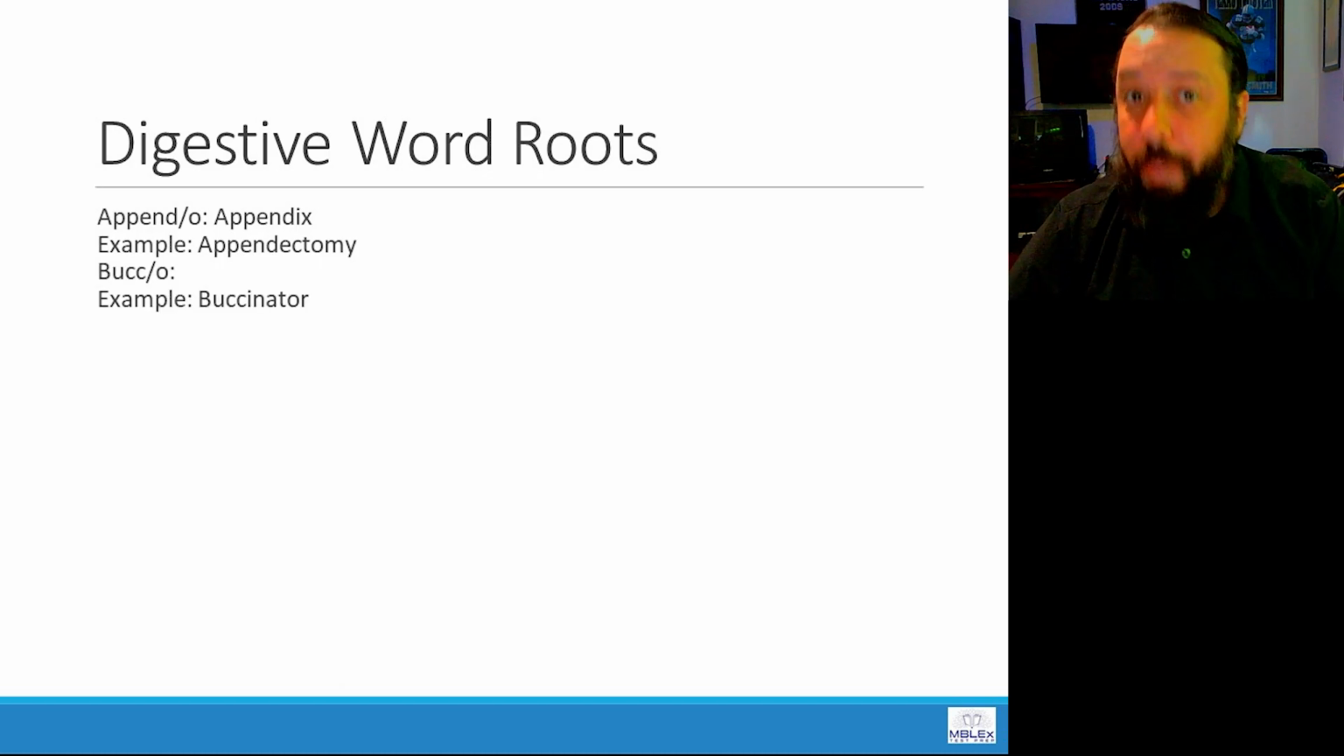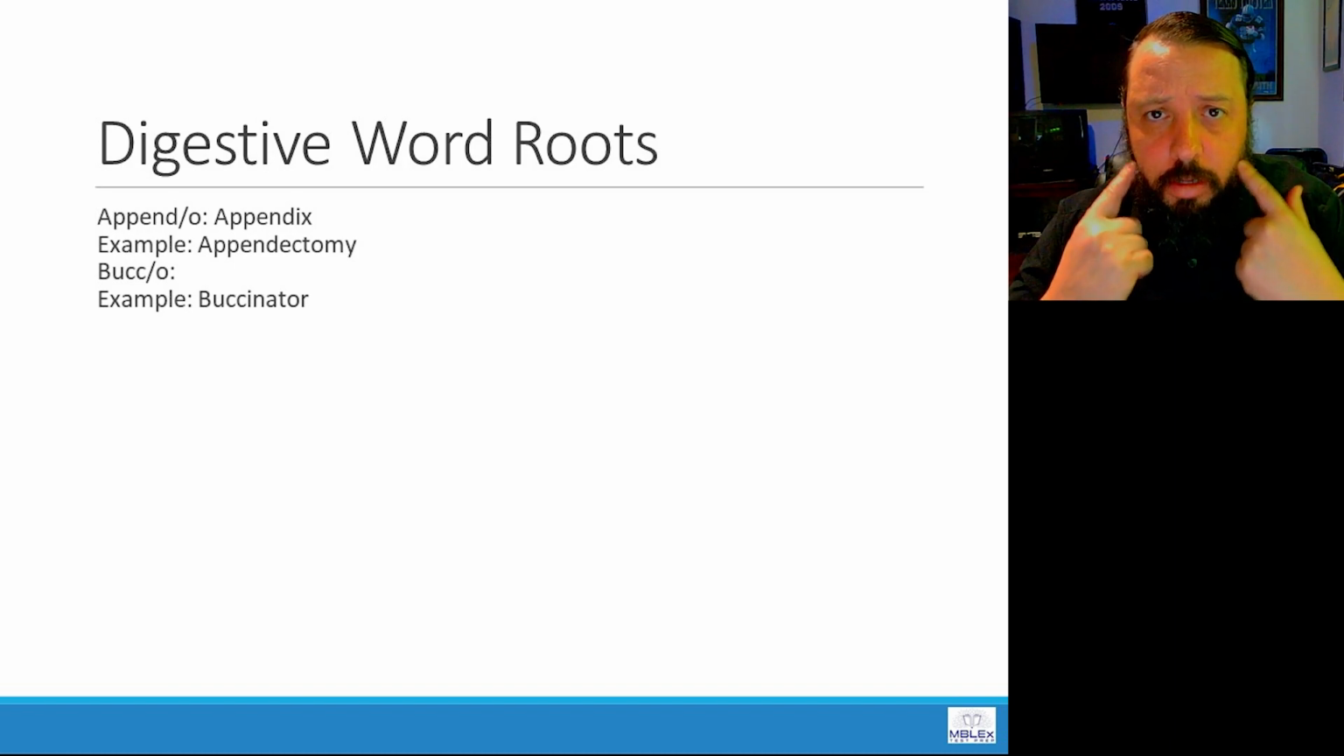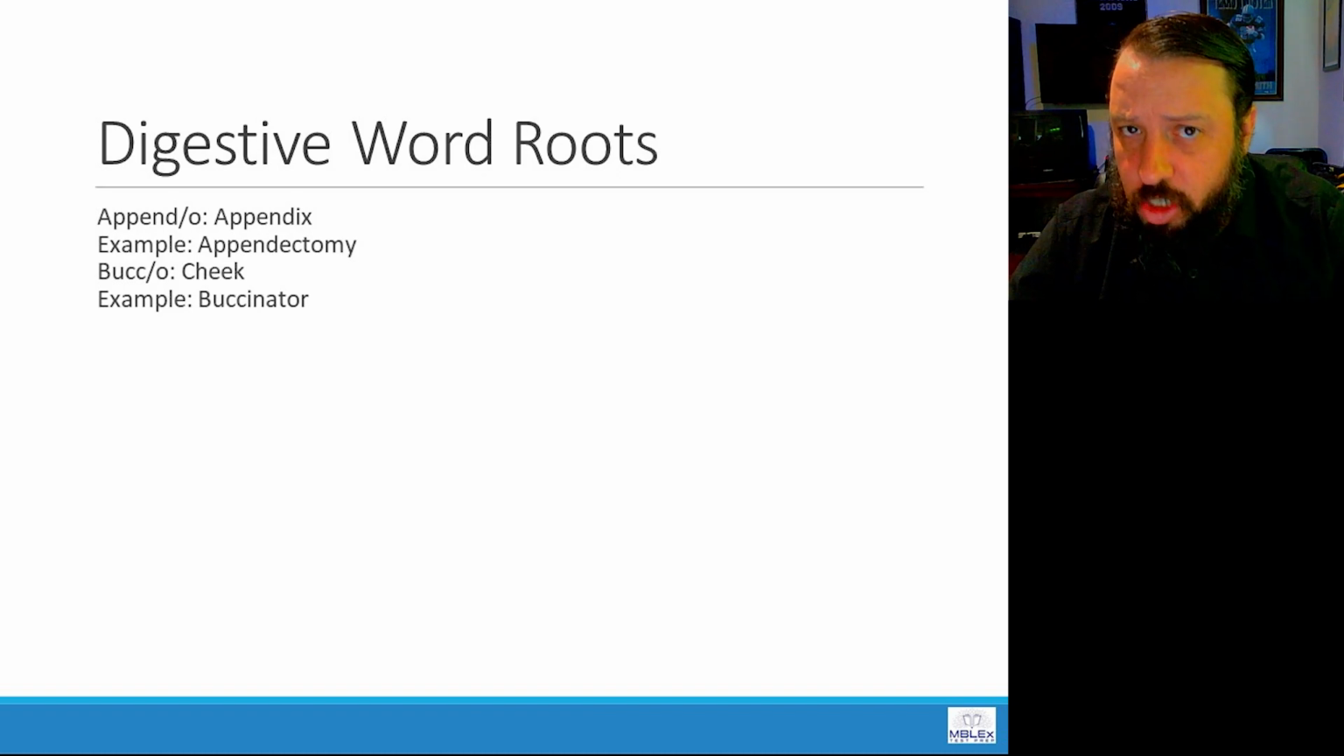Okay. Bucco, like buccinator. What is bucco? Where do you find the buccinator? Now it's the muscle, right? The buccinator. Buccinator, right about here. Bucco means cheek.